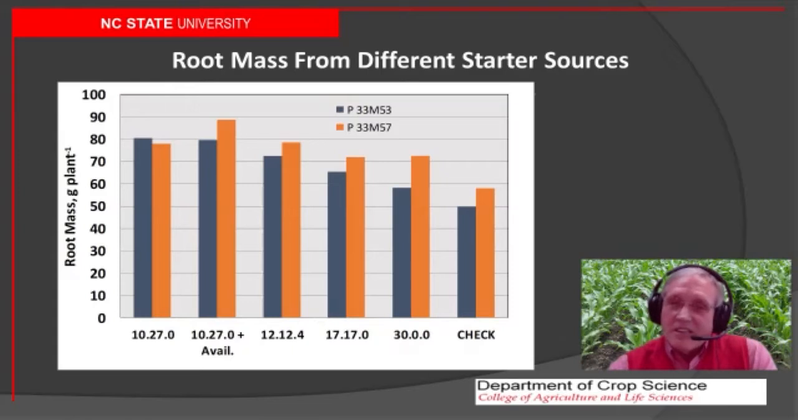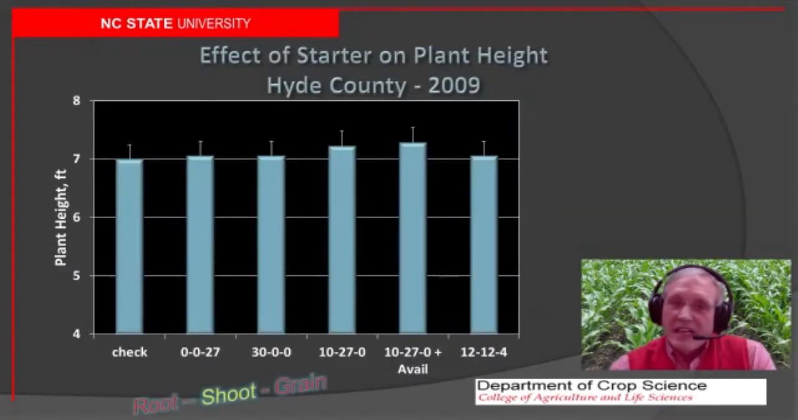But there's root mass. So there's the 10-20-7-0. We got the blended fertilizer. We got 17-17 compared to 30%. And a check. It comes pretty clear here that anytime we had phosphorus, we had more root mass compared to 30%. Here's plant height. Here we have the 0-0-20 in addition to the 30% in this test in 2009. And again, you can see plant height, there's significant increase in plant height where we use the 10-27-0, 12-12-4, not so much difference between that and the 30%. We just didn't have enough phosphorus there.